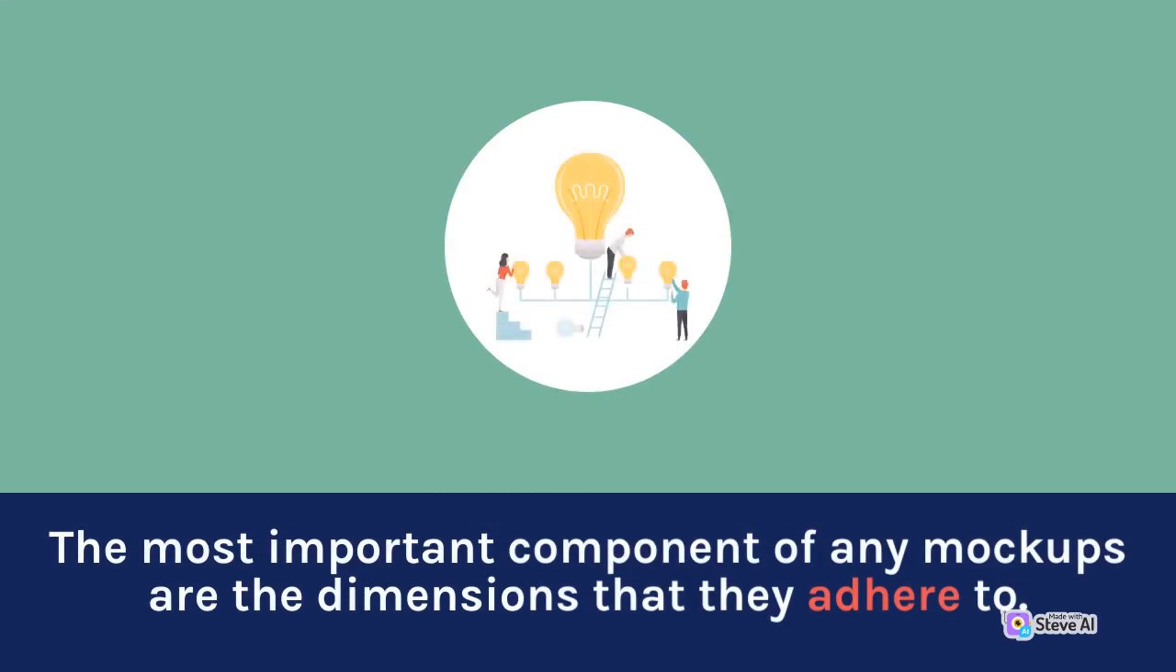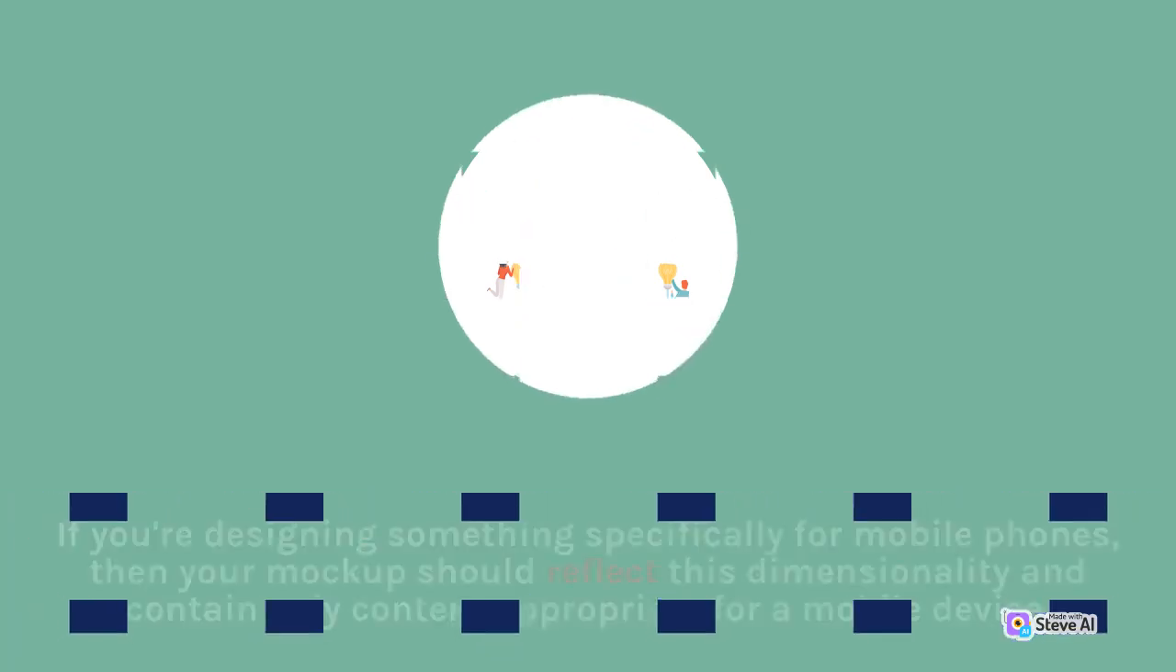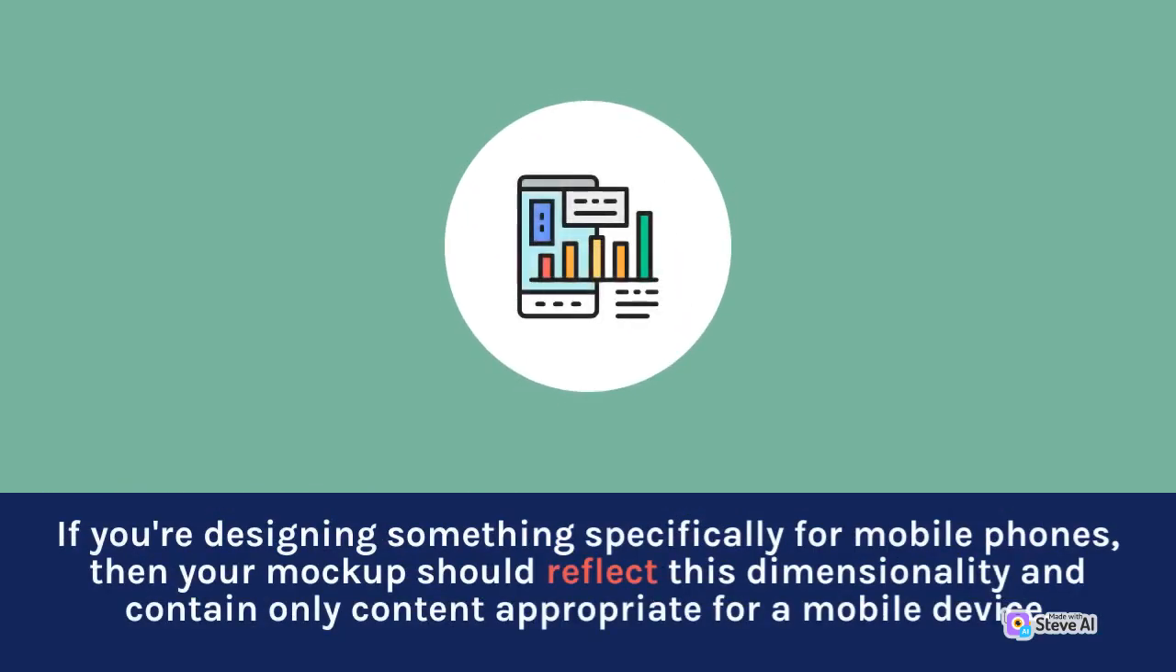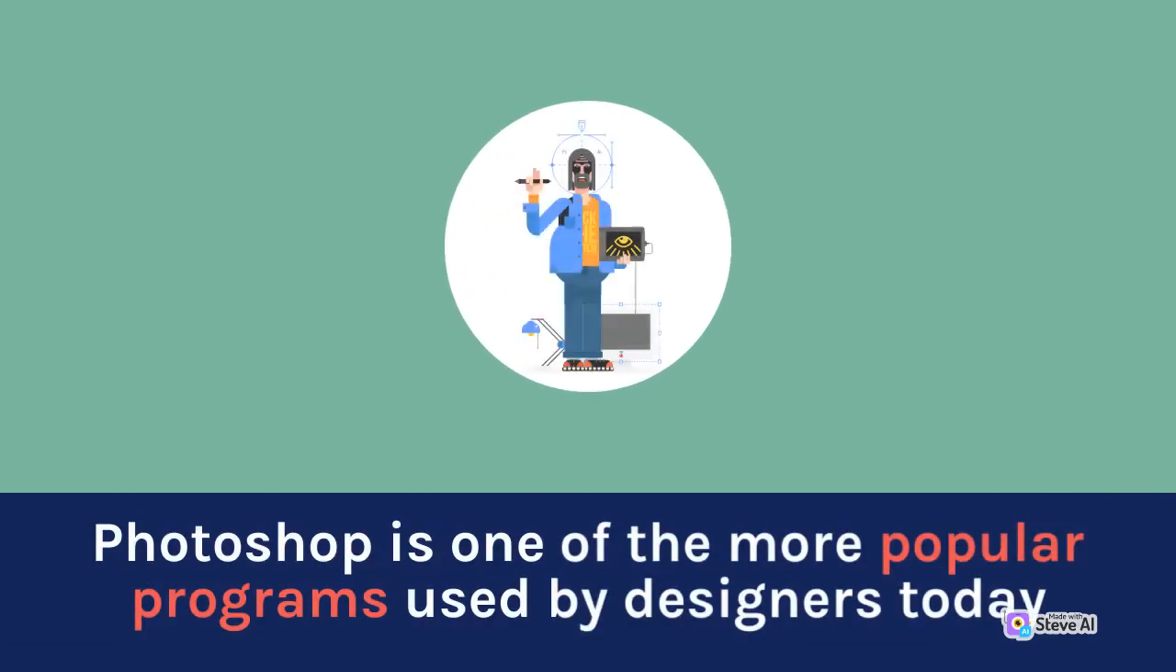The most important component of any mock-up is the dimensions that it adheres to. If you're designing something specifically for mobile phones, then your mock-up should reflect this dimensionality and contain only content appropriate for a mobile device. Photoshop is one of the more popular programs used by designers today.